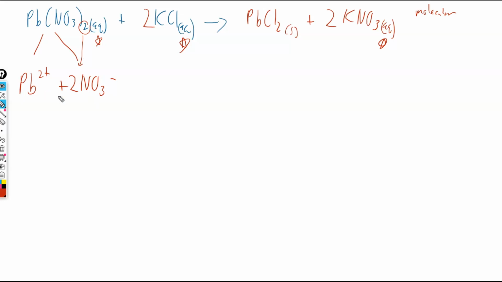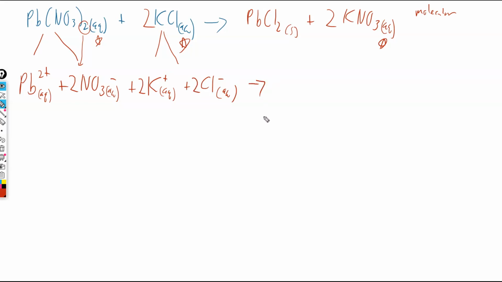And then the phases for these, like I said, are still going to be aqueous. So these guys are behaving as an aqueous solution. Then you do the same thing for all the other ones. So potassium chloride breaks up into K+ in an aqueous solution, and Cl- in an aqueous solution. Remember, you had a 2 here, so you had to have 2 here and 2 here.